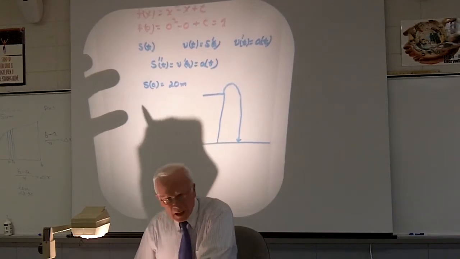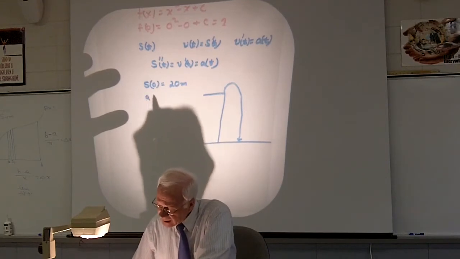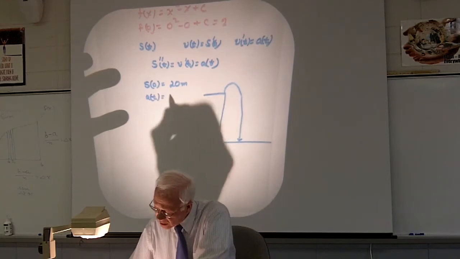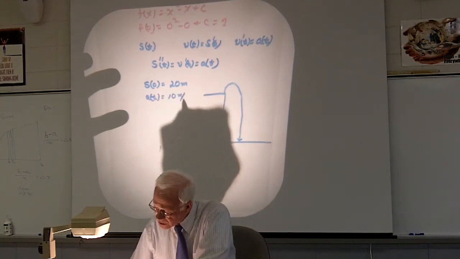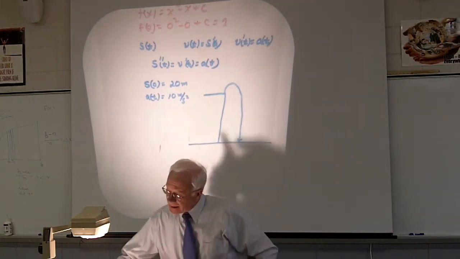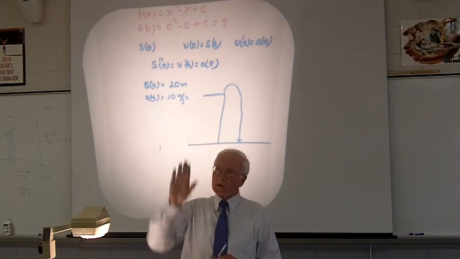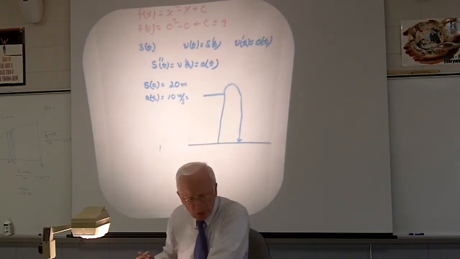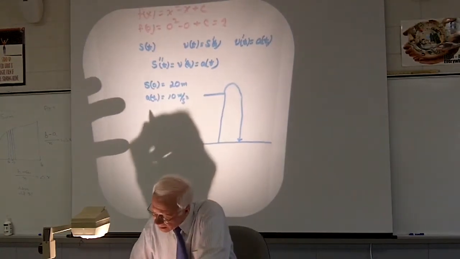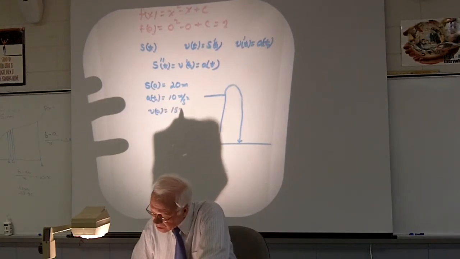What's the acceleration due to gravity, since I'm in metric? 9.8. Okay, to make life friendly and nice, we're going to say it's 10 meters per second squared. Now, I'm going to throw it up. Probably throw it out too, but the vector I'm interested in is the one that goes up, and I'm going to throw it up at the velocity at the beginning. I'm going to throw it up at 15 meters per second.